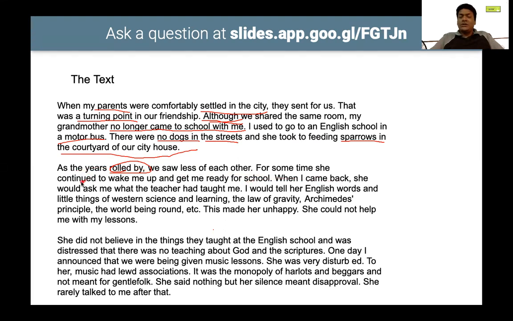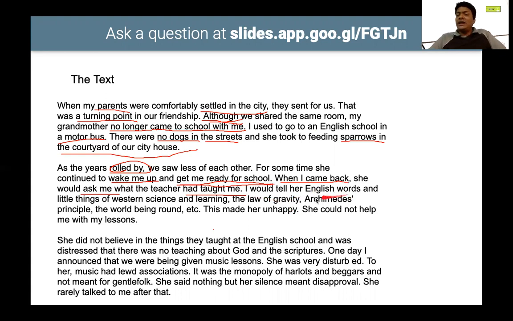For sometimes she continued to wake me up and get me ready for school. What she used to do, she continued to wake me up and get me ready for school. When I came back, she would ask me what the teacher had taught me. So you can say that they used to talk, but they used to talk very less. And specifically, the author pointed about some of the time, like she continued to wake me up in the morning, prepared me for school, and she asked me also what the teacher had taught.